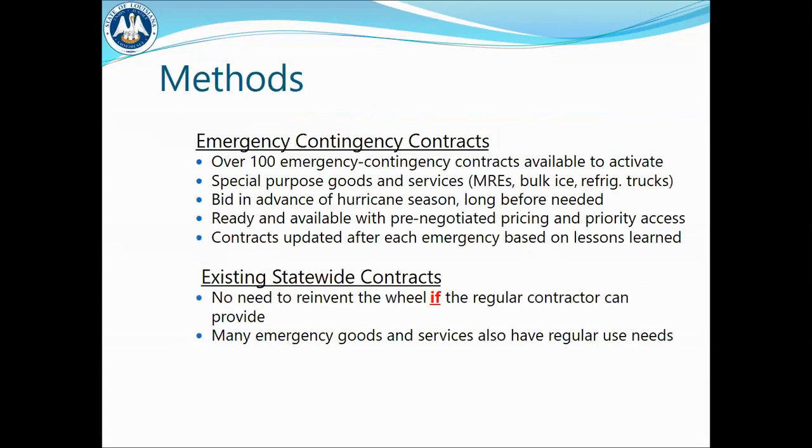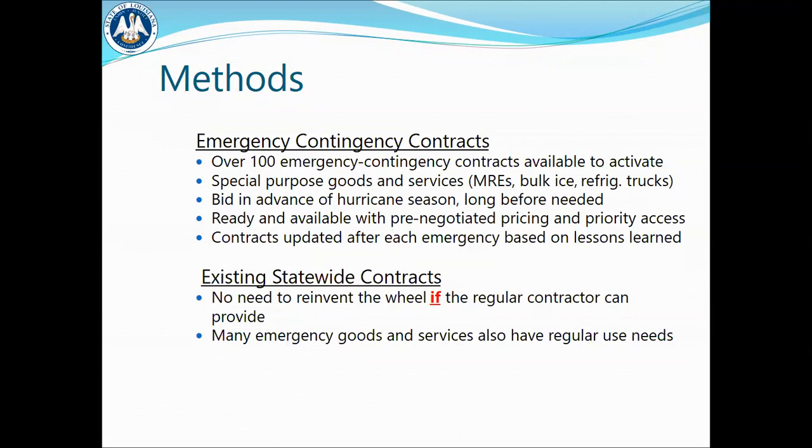Okay, we will move on to methods of emergency procurement then. So our first method and our primary, our preferred method is to have a pre-established emergency contingency contract. We currently have over 100 of these, and they're available to activate as soon as the governor declares an emergency. This includes special goods and services like MREs, bulk ice, refrigeration trucks, etc.